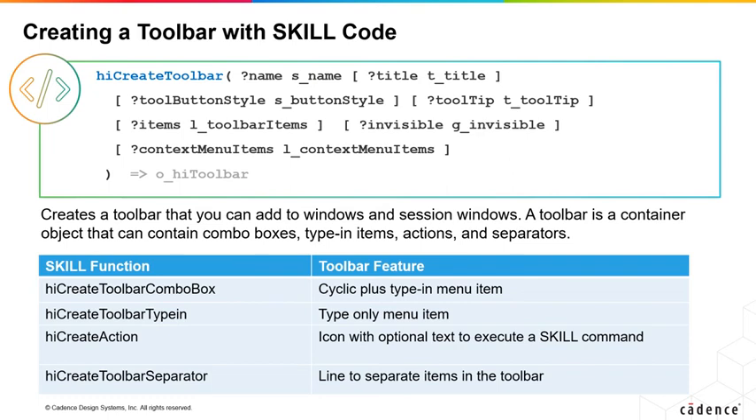So to create a toolbar, you would call the hiCreateToolbar function. The example here is hiCreateToolbar. We give it a name, a title, and a tool button style. And then the different functions that we can actually use are hiCreateToolbarComboBox, hiCreateToolbarTypeIn, hiCreateAction, and hiCreateToolbarSeparator. So this is in parallel to the items we identified on the previous page when we modified the definition file, but here are the equivalent SKILL functions.